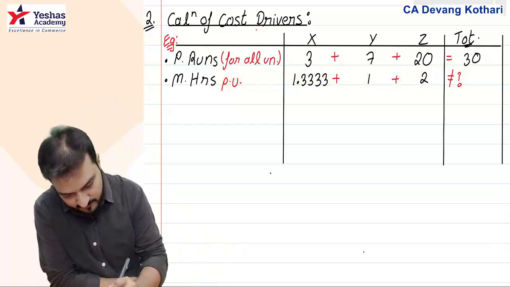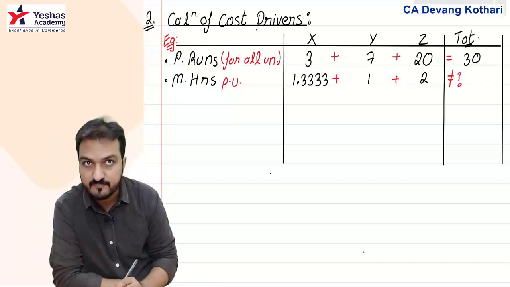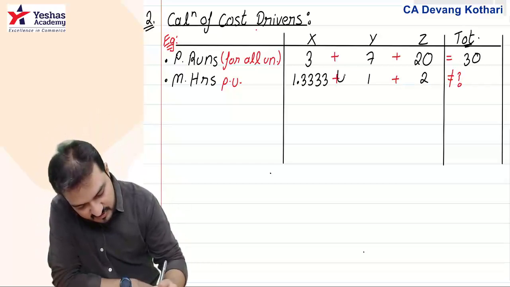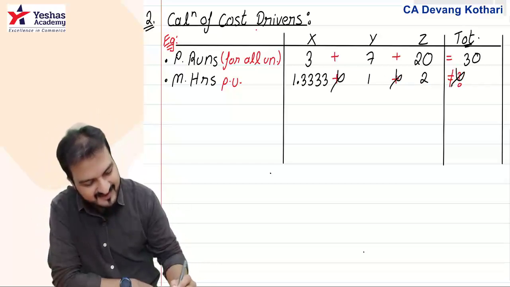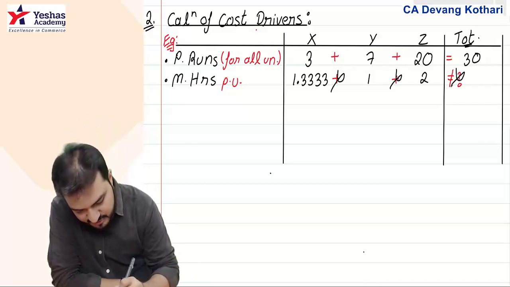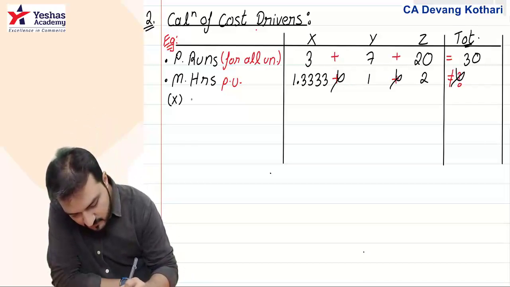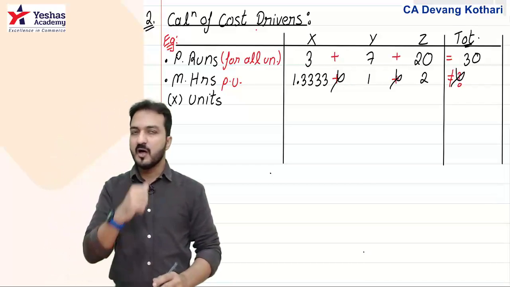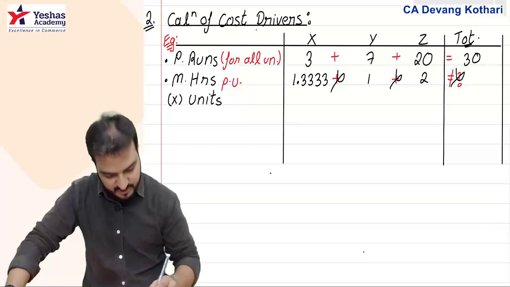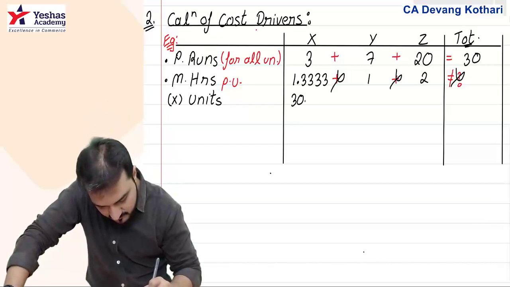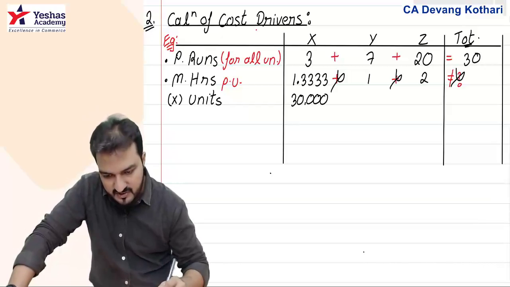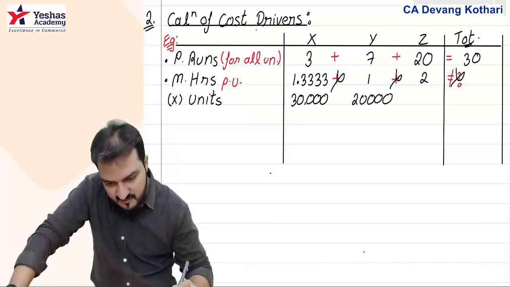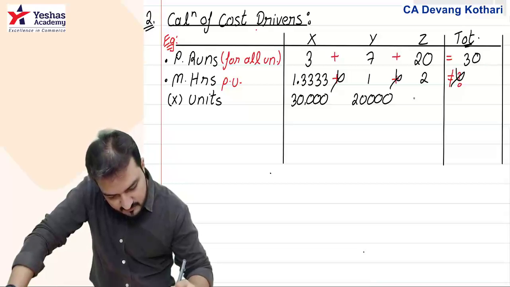So this is what we do. You have the machine hours per unit. In these machine hours, you will not add and make the total. Instead, in these machine hours, you multiply units. In this question, how many units of X are you manufacturing? Units of X 30,000. Units of Y is given 20,000. And units of Z that you are making is 8,000.